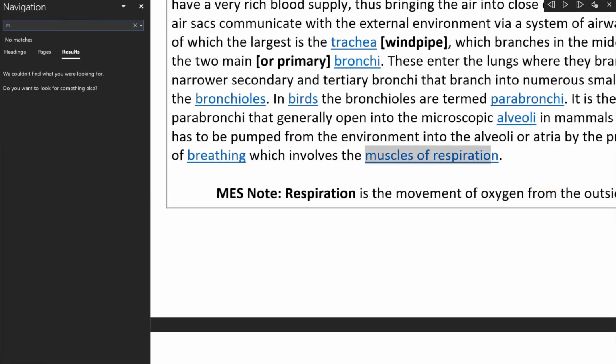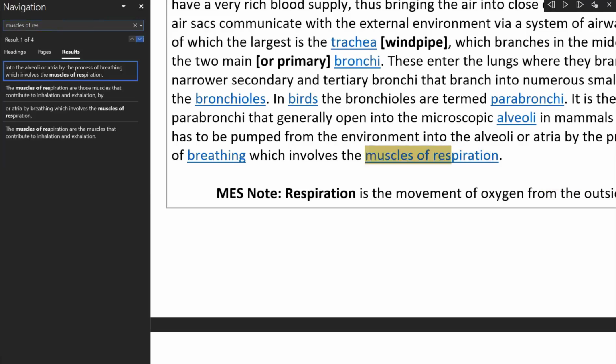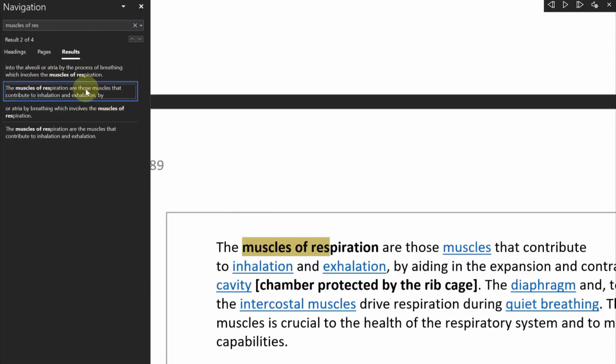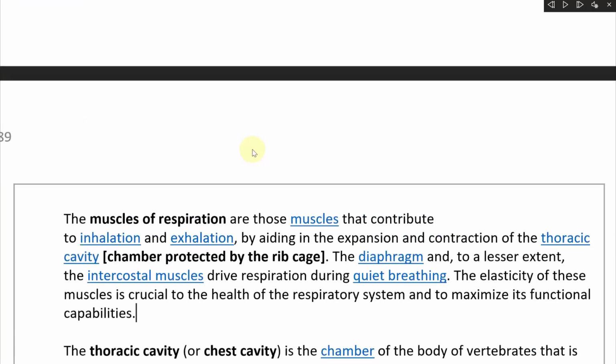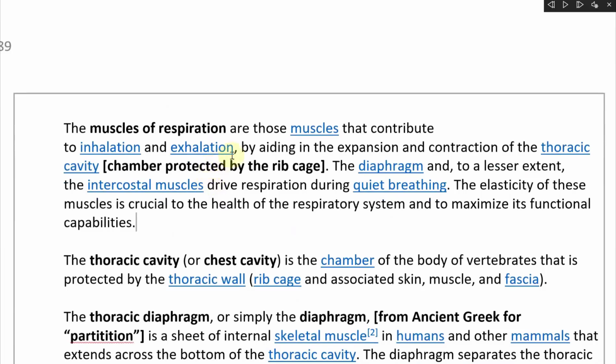Let's just do muscles of respiration. Just to quickly go there. So we jump there. So right over here. Those are quicker than scrolling. So anyways, the muscles of respiration are those muscles that contribute to inhalation and exhalation, or breathing in and breathing out, by aiding in the expansion and contraction of the thoracic cavity.